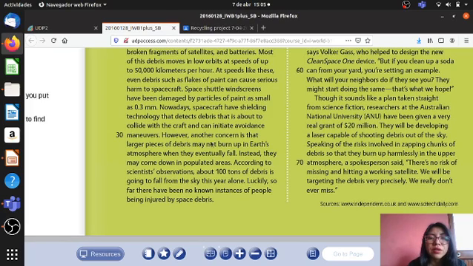However, another concern is that large pieces of debris may not burn up in Earth's atmosphere when they eventually fall. Instead, they may come down in populated areas. According to scientific observations, about 100 tons of debris is going to fall from the sky this year alone. Luckily, so far there have been no instances of people being injured by space debris.